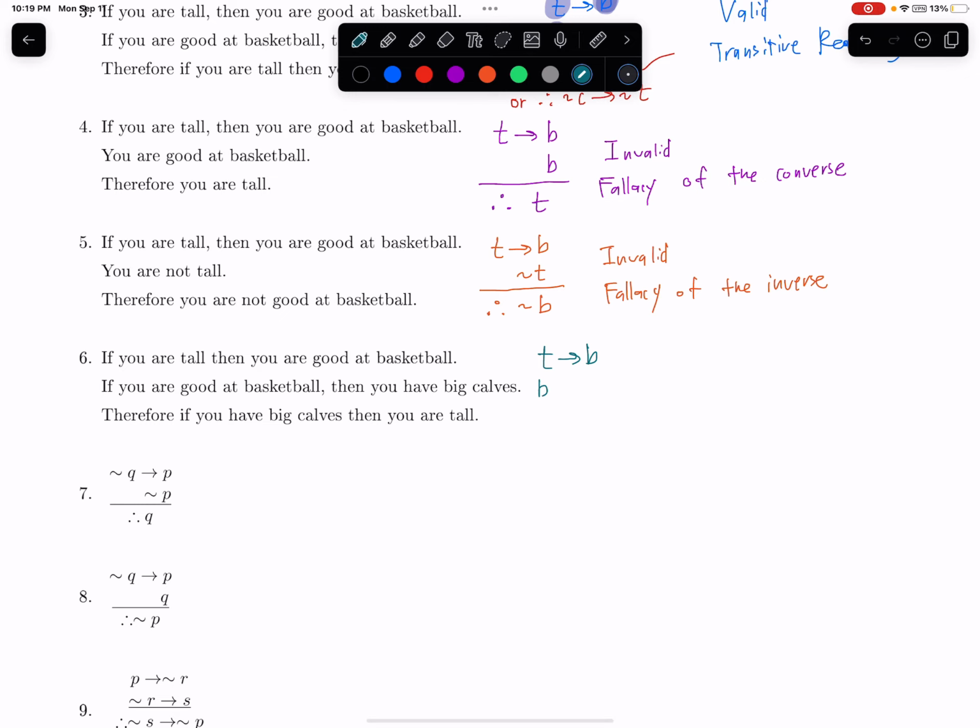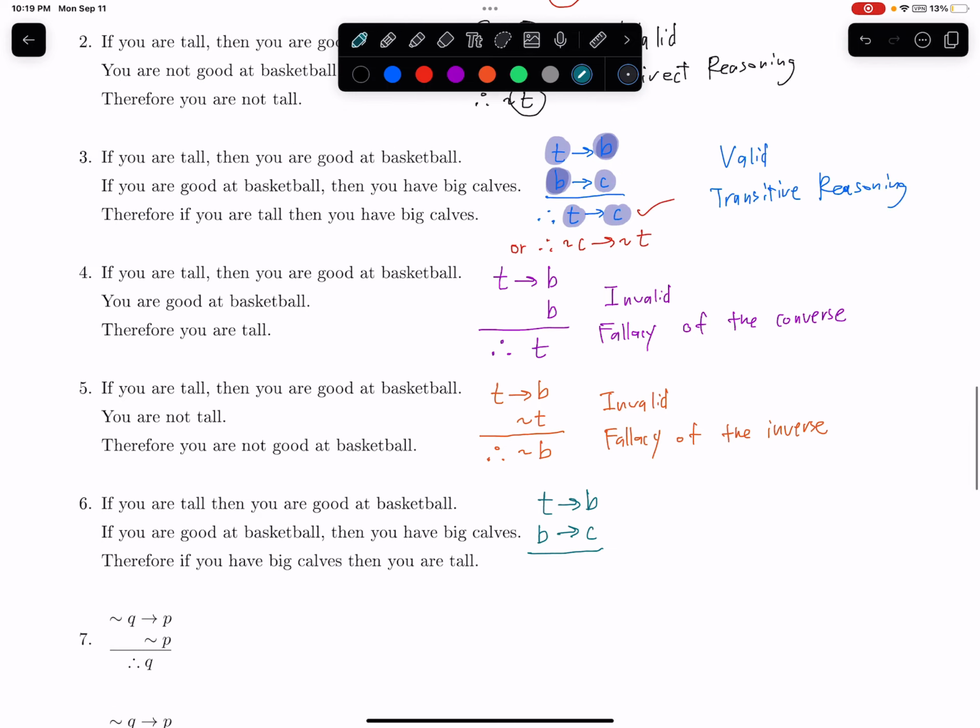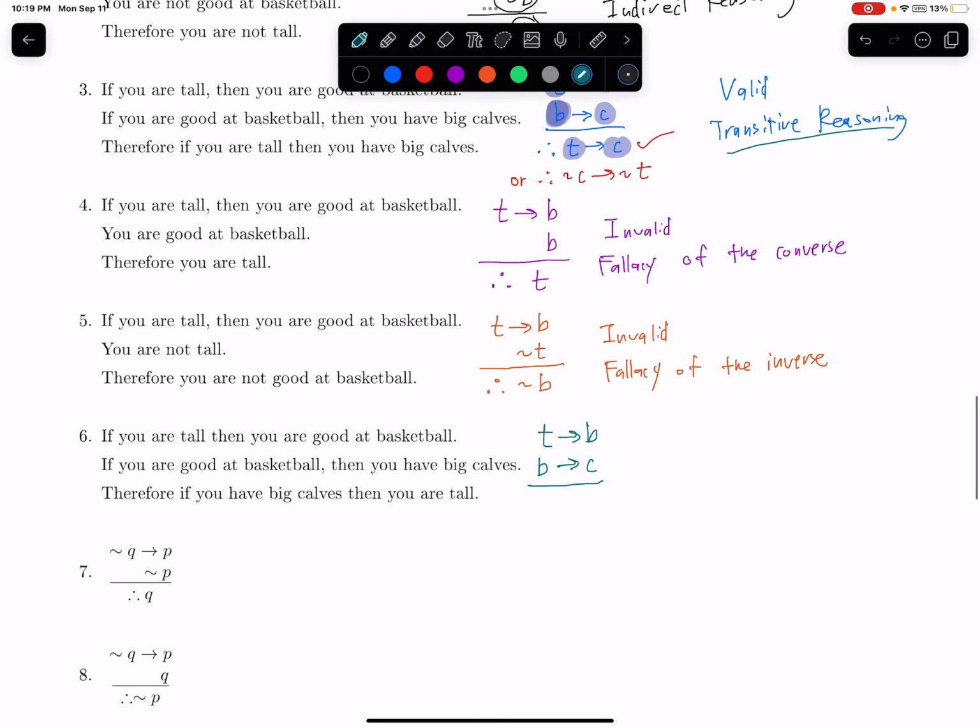If you're good at basketball, then you have big calves. Oh, same starting premise as when we did the transitive reasoning, right? If you have big calves, then you're tall. Oh, but that's the wrong conclusion. It's the wrong direction. Notice I'm going from the right side back to the beginning. Wrong direction. That is a false chain pattern. And therefore, it's invalid.